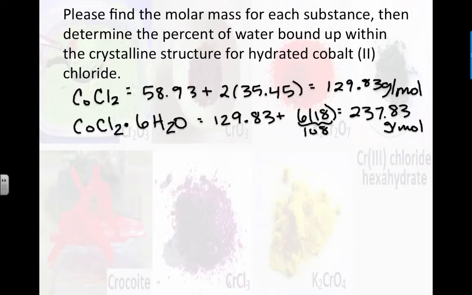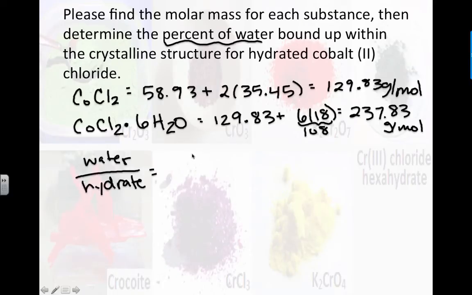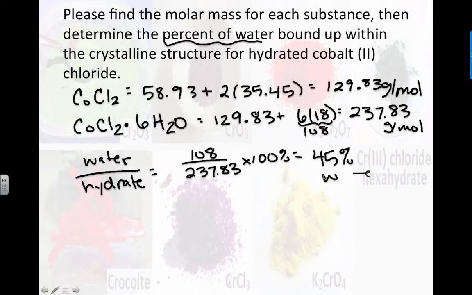So we just break it down and add up the masses of the dry stuff and then the mass of the hydrated stuff. And now we're going to do percent of water. So we take the part that is water divided by the whole entire everything. So water weighed 108 grams per mole, and the total amount of the hydrated compound was 237.83 grams. And then turn that decimal into a percent, and we get 45% of that substance is water. That's how we approach this type of problem.